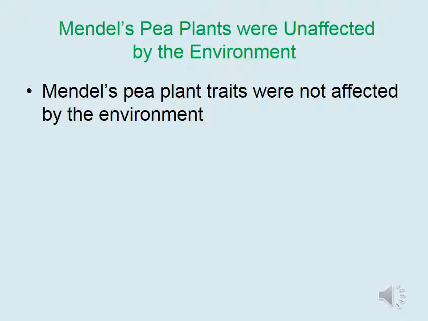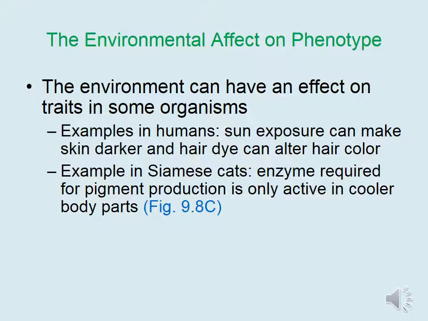Mendel's pea plants were not affected by the environment. It didn't matter what the environmental conditions were. Pea seeds were either green or yellow, round or wrinkled, etc. There are many traits in many organisms, however, that are affected by the environment. The environment can certainly have an effect on traits in some organisms. Examples in humans include sun exposure making skin darker and hair dye altering hair color.